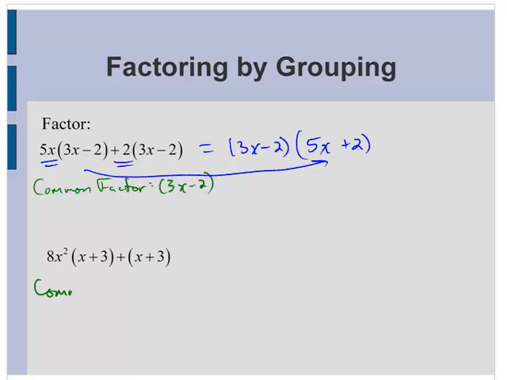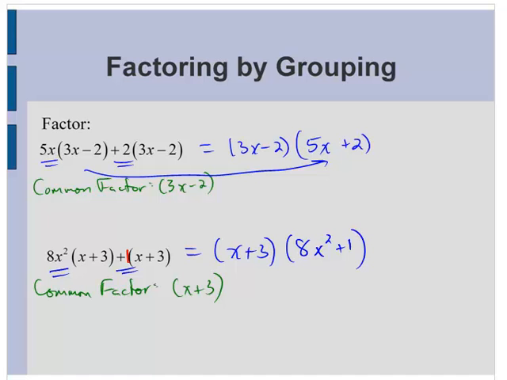The common factor would be x plus 3. So I can write this expression as x plus 3 times what's remaining. Ooh, that one's tricky. There's a 1 there, even though it's not showing. x plus 3 times 8x squared plus 1. This technique leads us to something called factoring by grouping. And so these examples are going to be very useful in the next slide.